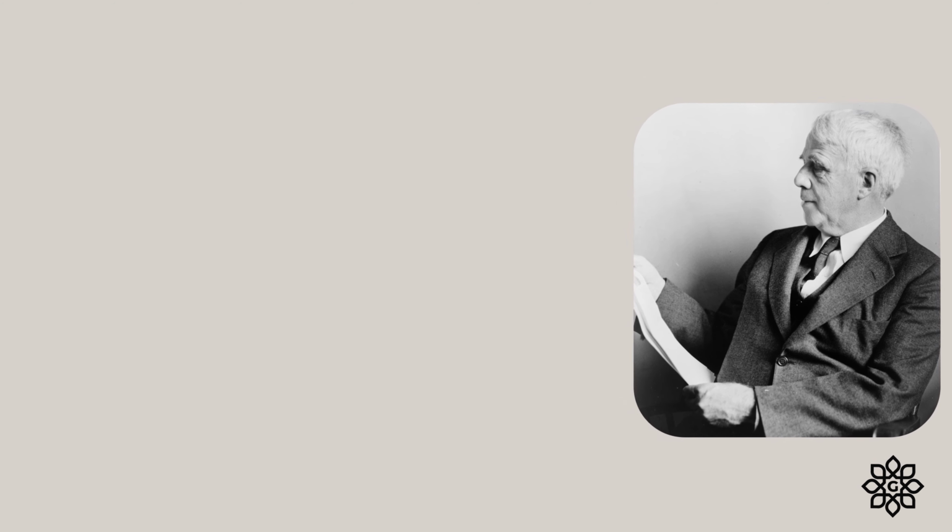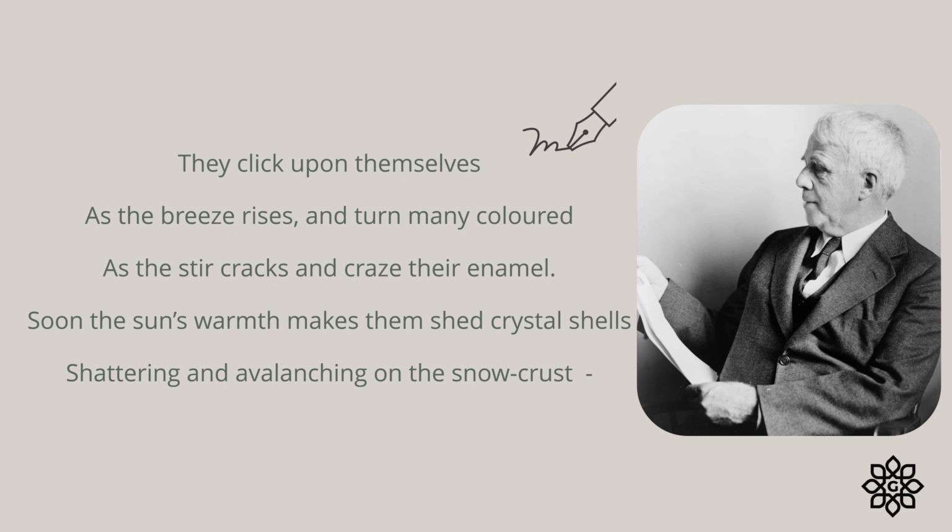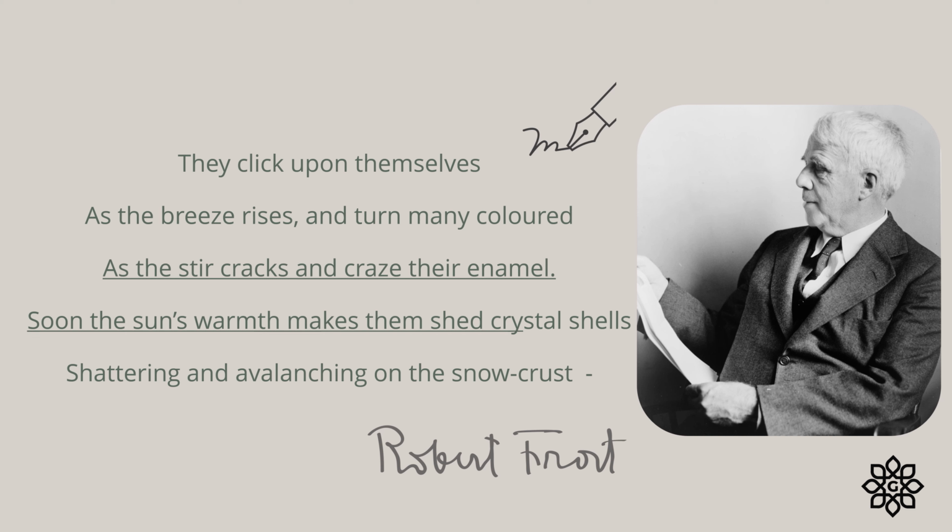Let us read the stanza given. They click upon themselves as the breeze rises and turn many colored, as the star cracks and crazes their enamel. Soon the sun's warmth makes them shed crystal shells, shattering and avalanching on the snow crust. You can see the repetition of consonant sounds in the same line in quick succession. For example, the sound of C in as the star cracks and crazes their enamel: cracks, crazes, and the sound of S in soon the sun's warmth: sun and soon.